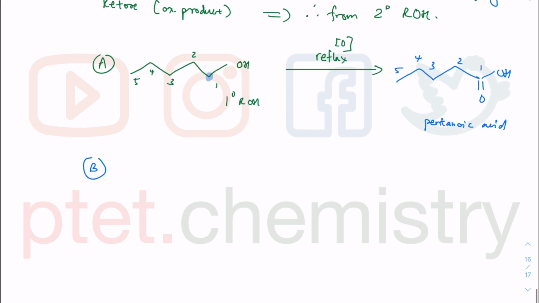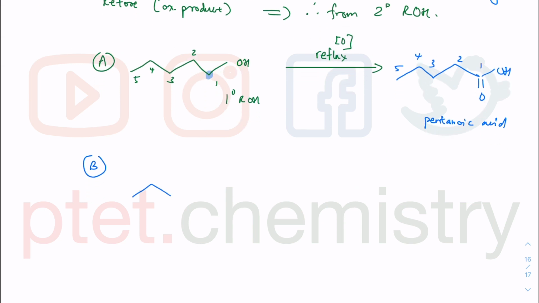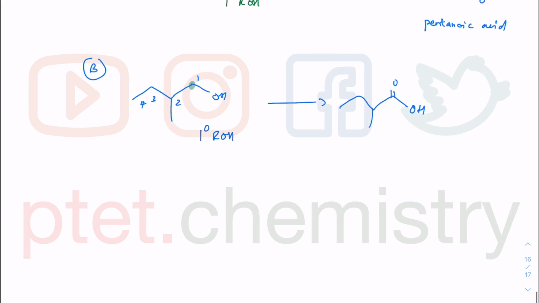Next one, 2-methylbutan-1-ol. I will start from butan-1-ol. This is 1, 2, 3, 4. Because it is a 4-carbon straight chain, butan-1-ol, OH at position 1, 2-methyl. Methyl is 1 carbon, so you have a 1-carbon chain there. So again, this is a primary alcohol because the carbon with the OH is bonded to one other carbon. You can imagine that under the same reflux condition, you're going to get carboxylic acid.